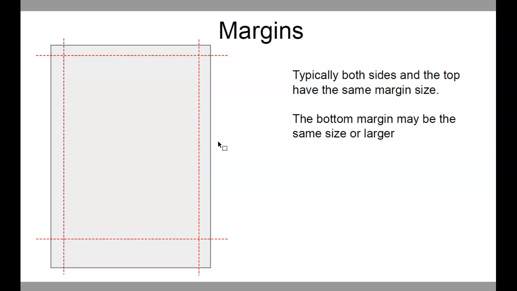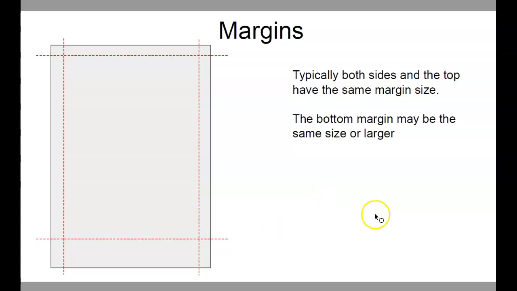So as a general rule, I would say all your margins across the board want to be equally spaced. There is, however, one exception, and that's the bottom margin. To give it a base and a weight, it's okay if the bottom margin is larger than the rest of the margins, but generally you want to keep them all the same size, or like I'm showing in this example, the bottom one can be larger, especially if your title is going there or other such things.